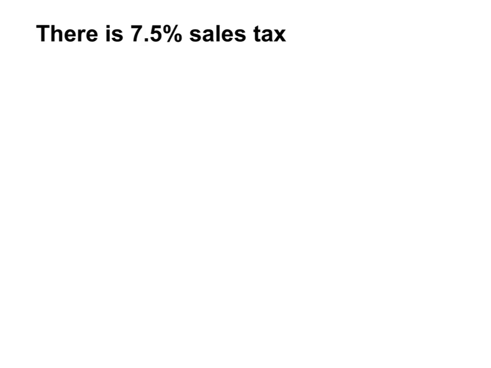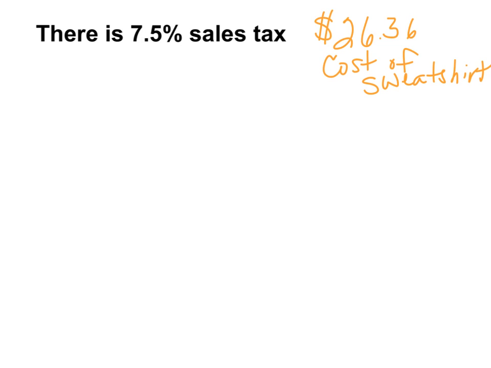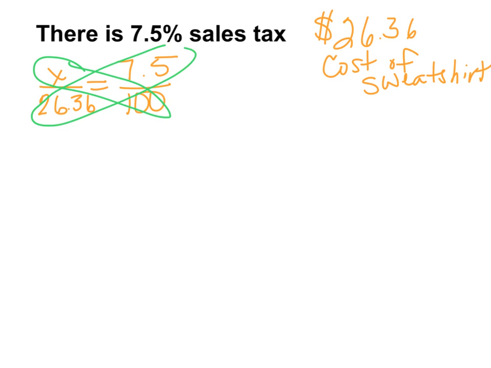However, I remember that on that $26.36, there's a 7.5% sales tax. Okay? So, again, my percent is always out of 100, so 7.5 over 100 equals, I'm finding 7.5% of 26.36. That tells me that 26.36 goes on the bottom, and x goes up here. I'm going to cross multiply.